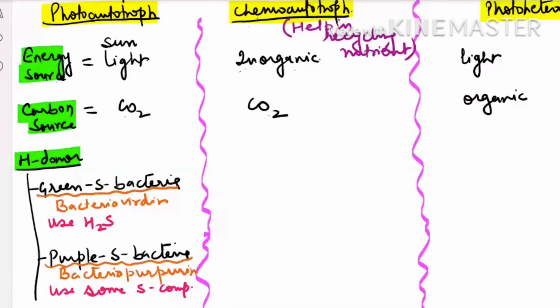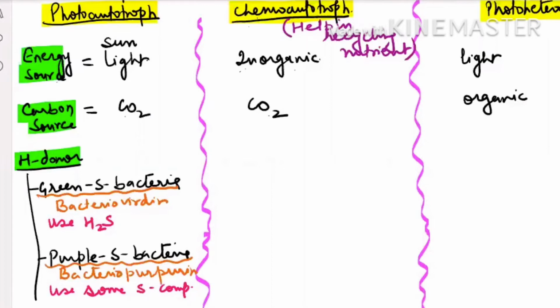Now depending upon the hydrogen donor, see here, there are two categories, green sulfur bacteria and purple sulfur bacteria. So see the pigment first, how to learn. I'll give my learning tips. Purple, so I'll remember bacteriopurpurin. The purple sulfur bacteria will have bacteriopurpurin and green sulfur will have bacterioviridin. So this pigment is clear.